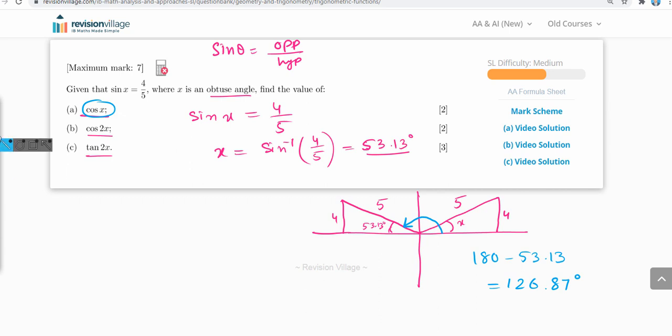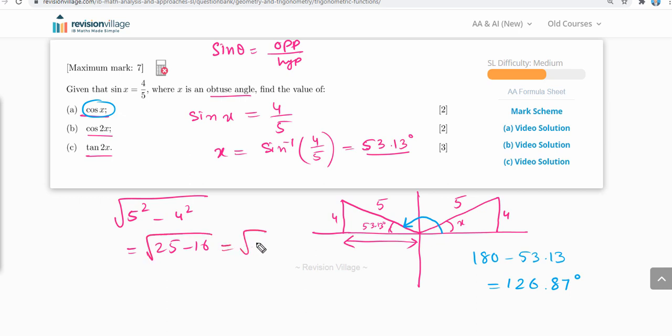Now in part A, we have to work out cos of x. As we know, cos of x is adjacent over hypotenuse. So if this is opposite and this is hypotenuse, this side will be the adjacent. In order to find this side, we will use the Pythagoras theorem. That would be equal to the square root of 5 squared minus 4 squared, so the square root of 25 minus 16, that is the square root of 9, which is equal to 3. So this will be 3 over here.